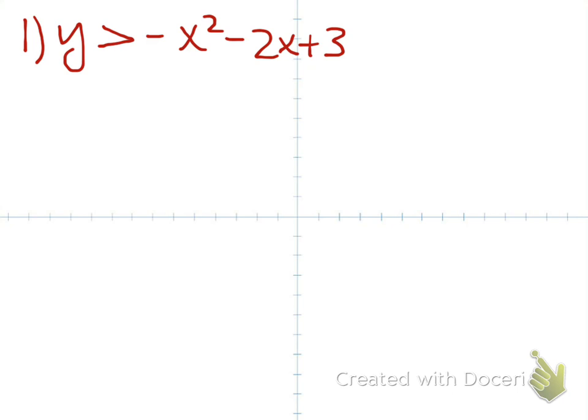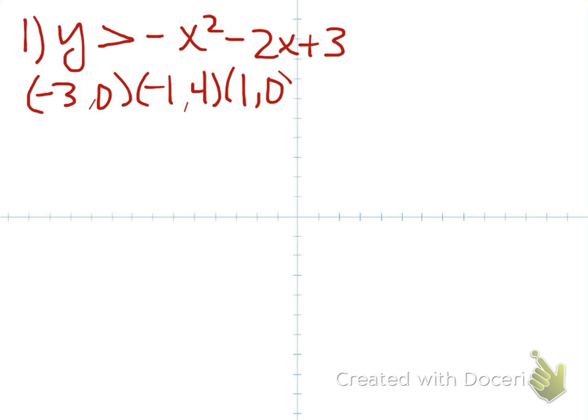So graph that on the calculator, then do the menu trace, graph trace, to find the zeros and the vertex. Those are the 3 points that I found, and I have them listed there on the key also. Zero, vertex, zero. Plot those 3 points.